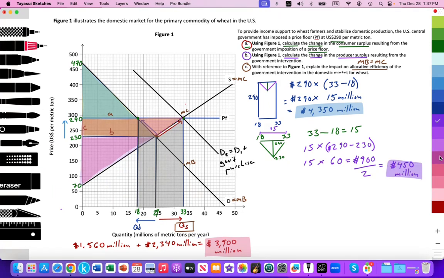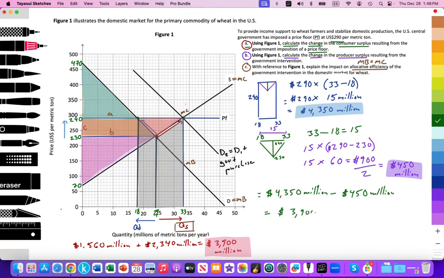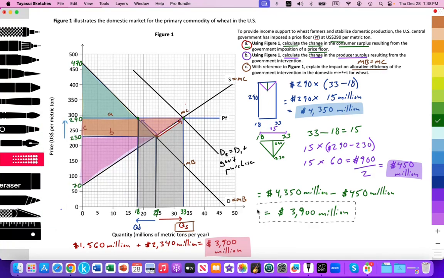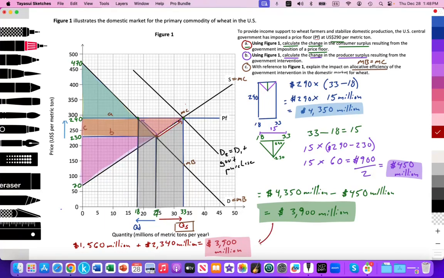So then we have final workings. We're going to take the rectangle, 4,350 million, minus the triangle of 450 million. And that works out to 3,900 million. And there we've arrived at the same answer. 3,900 million. We can see two alternative ways to calculate the welfare loss.